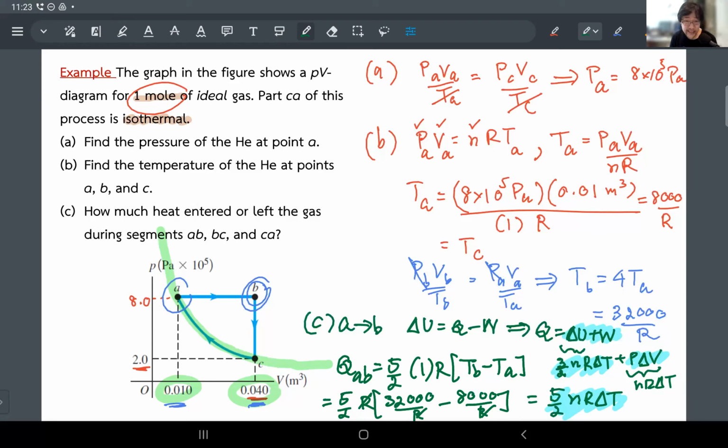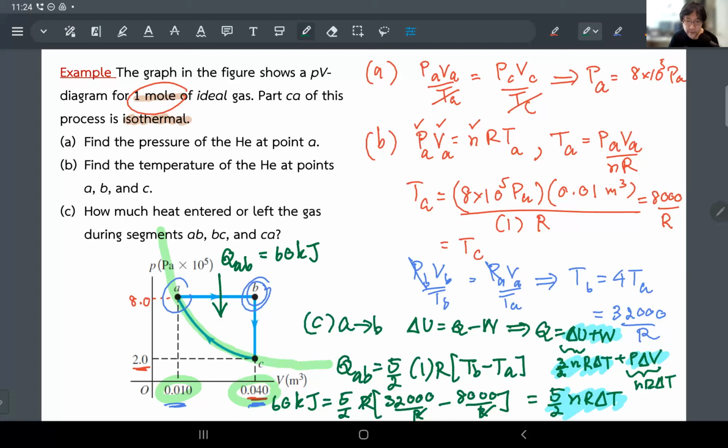60,000 joules. Let me write on the left here. 60,000, so it's 60 kilojoules right there. And it's positive. So what does it mean? It means the heat enters. Let me put it down right here: heat enters during the AB segment, 60 kilojoules.